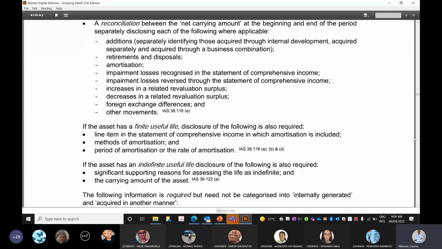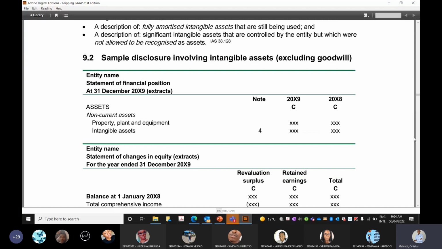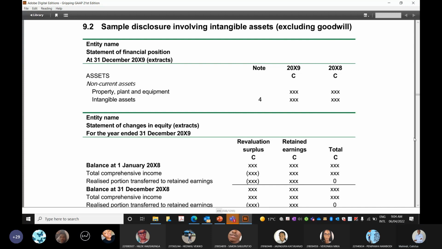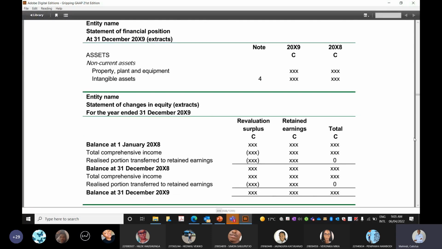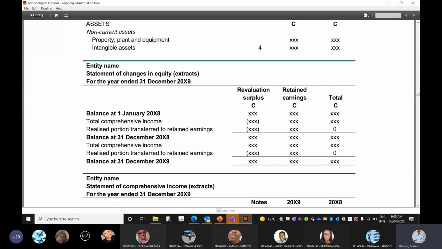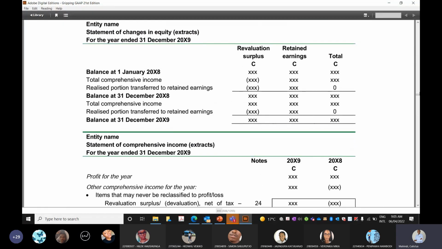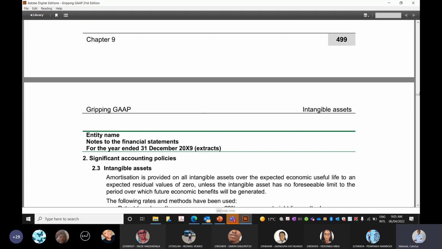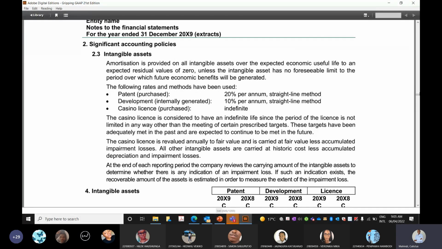Okay. And you must go through the examples in your textbook. Okay. So as I mentioned, intangible assets are shown as one line item under non-current assets. Okay, we will not really look at the statement of changes in equity. Okay. So we have accounting policy notes that just describe how the intangible assets should be amortized.